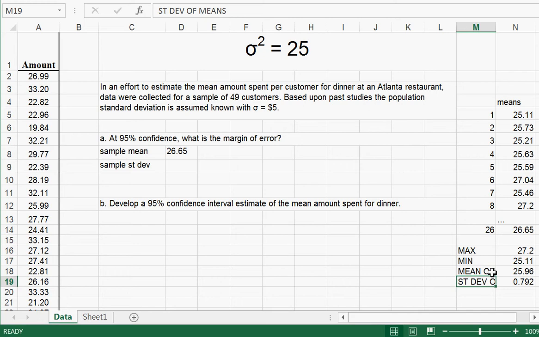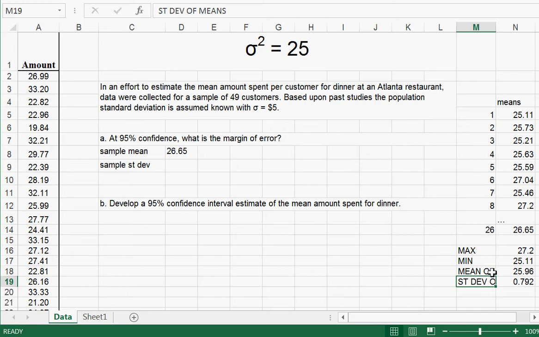And maybe I pick 26 as the true mean for the simulation, right? So our mean of means is really close to 26. The max and the minimum suggest, if it's a symmetric distribution, that 26 is probably a pretty good estimate of the true mean.